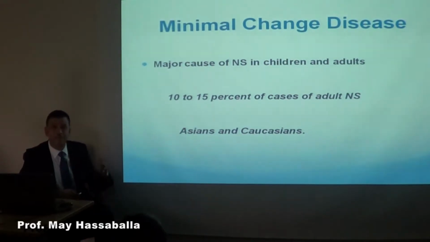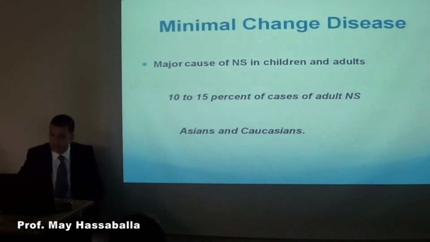Mainly Asians and Caucasians. You find FSGS occurring in African Americans. Minimal change occurs more in Asians and Caucasians.